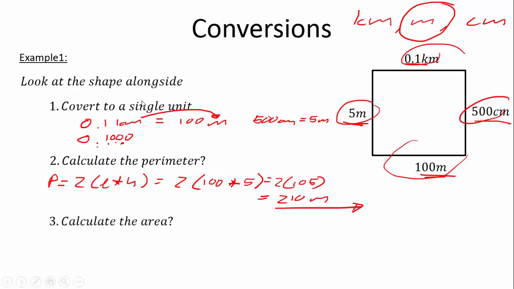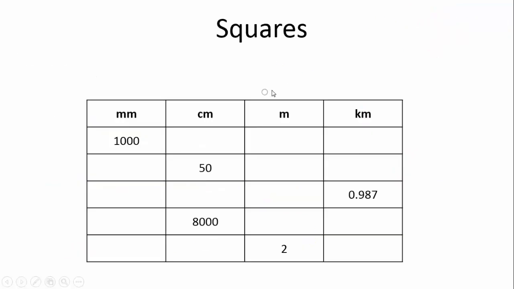Okay, what about calculating the area? Area of a rectangle is simple. You know that it's length times height, and that's going to simply be 100 multiplied by 5, and that is 500. What's important here? It must be meters squared. Don't forget the squared.